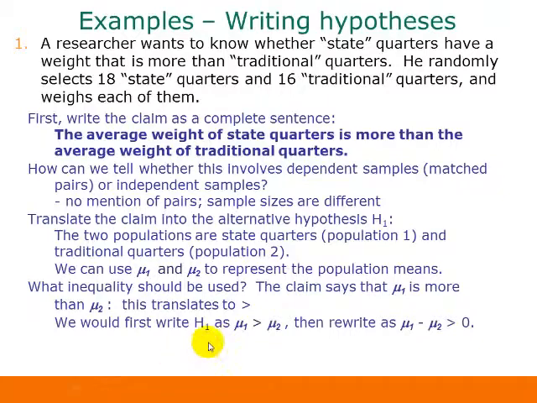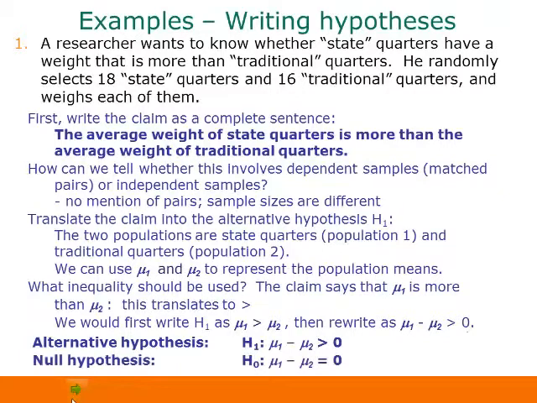So first we would write our alternative hypothesis as mu sub 1 is greater than mu sub 2, and then we would subtract mu sub 2 from both sides to get mu sub 1 minus mu sub 2 is greater than 0. So our alternative hypothesis is mu sub 1 minus mu sub 2 is greater than 0. Our null hypothesis is that mu sub 1 minus mu sub 2 is equal to 0.